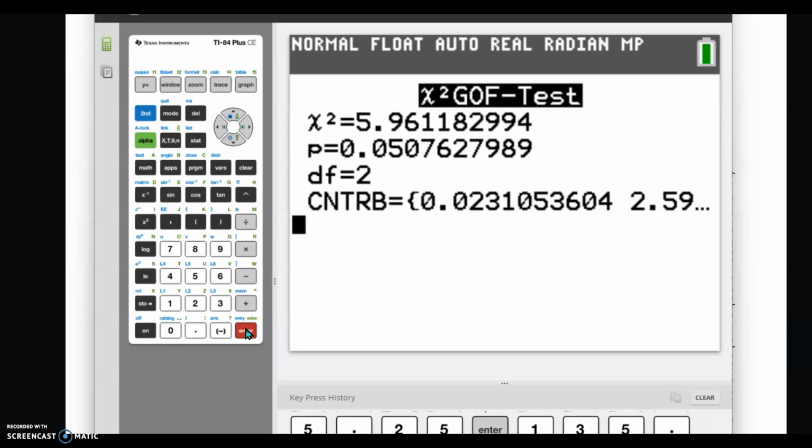Our chi-square test statistic is 5.961, and our p-value is 0.0508. Our degrees of freedom are 2, and then below that it just tells us the contribution, which is the different parts of our chi-square test. If we did it by hand, that would be the observed minus the expected squared divided by the expected for each of those entries in our table.